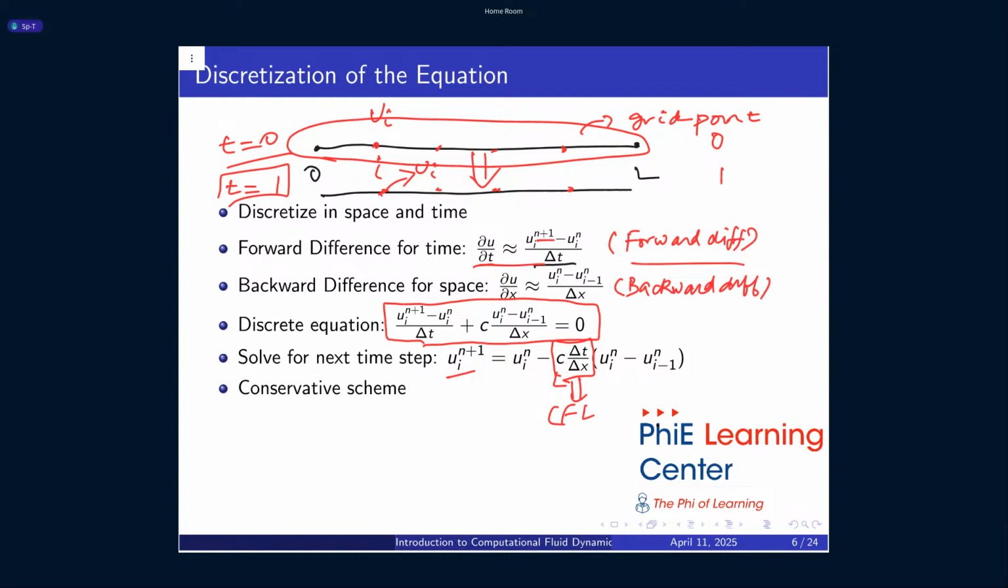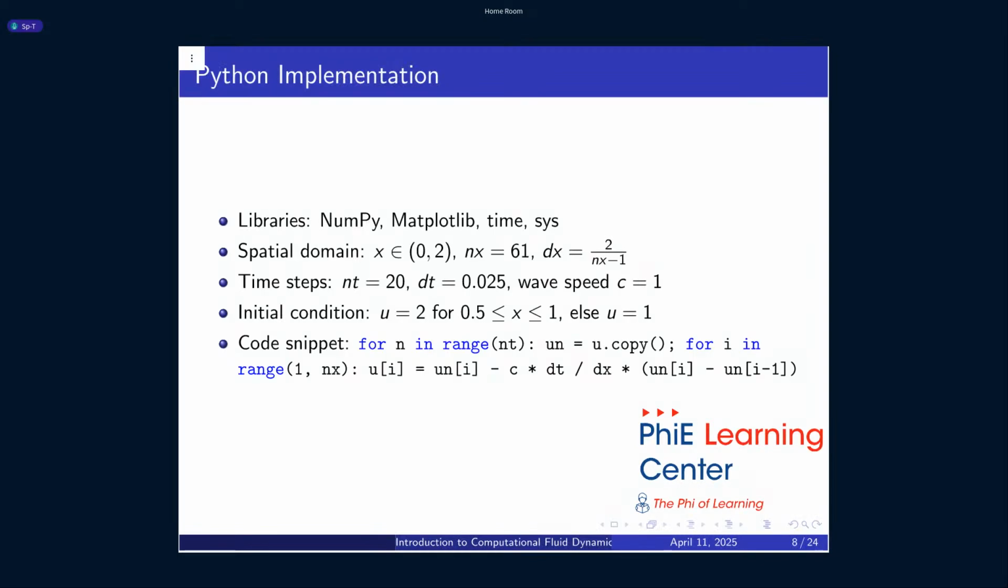So this term actually dictates whether your solution is stable or unstable, right? Okay. Fine. So now, once having obtained this term, we'll have to set this up in our code. We'll be using certain libraries like NumPy and Matplotlib, and we will restrict ourselves to a domain where x is from 0 to 2, and we'll divide the domain into 61 points. Okay, and we'll consider 20 time steps with a time step size of 0.025.